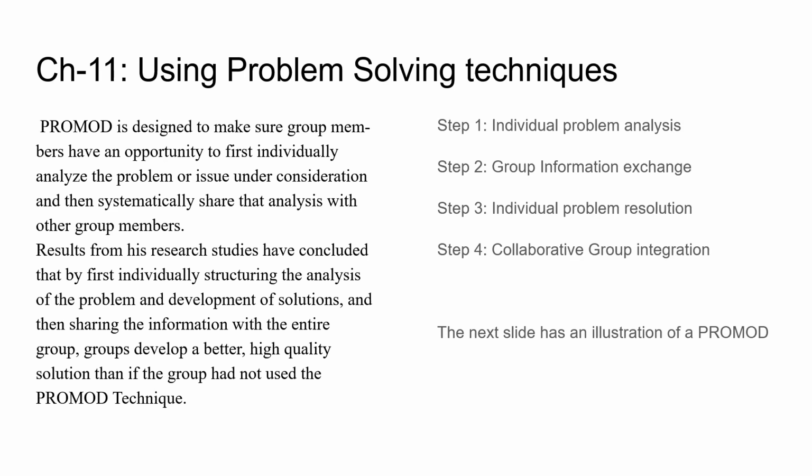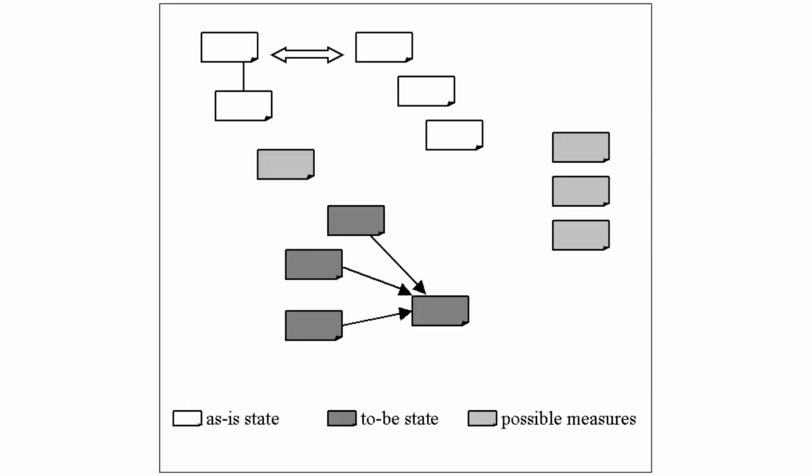So the next slide has an illustration of a PROMOD. You've got the as-is state, the to-be state, and then the possible measures. You see how we go from the as-is state to this is what it should be, and then these are all the solutions, right? So let's get the what-is-not going, and then we can understand the solutions.